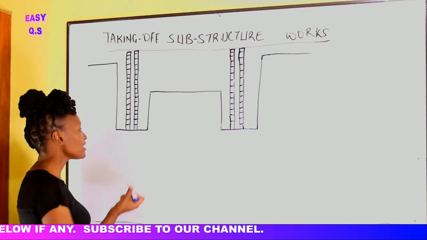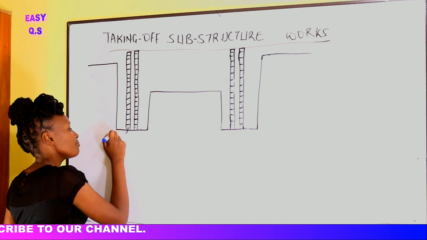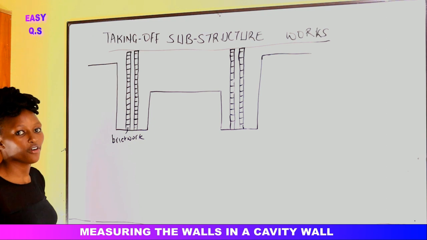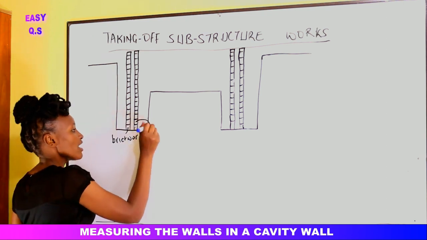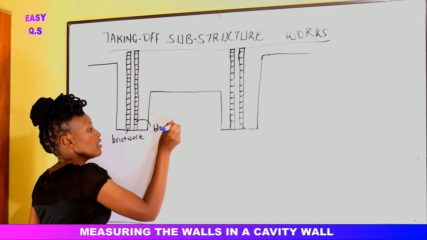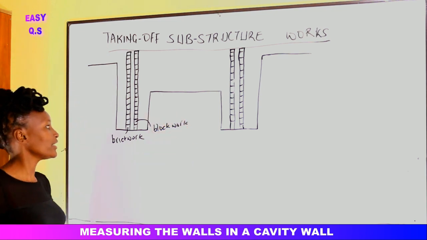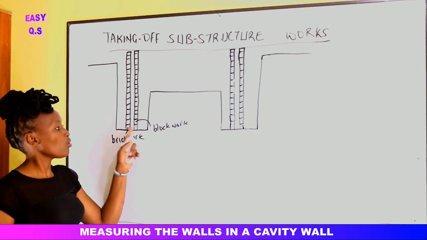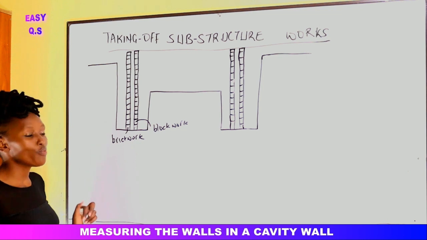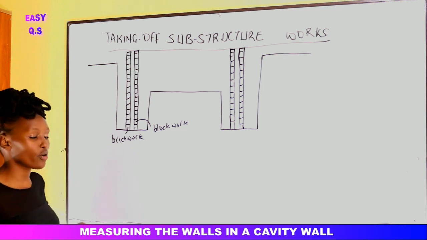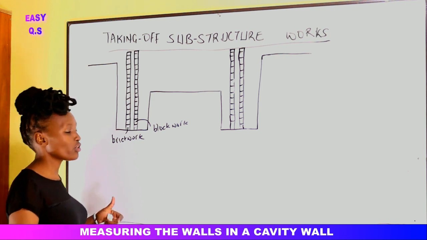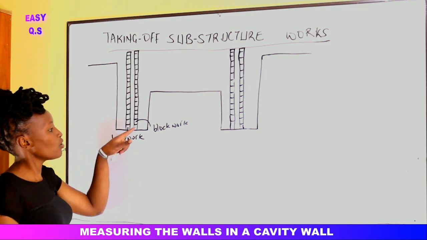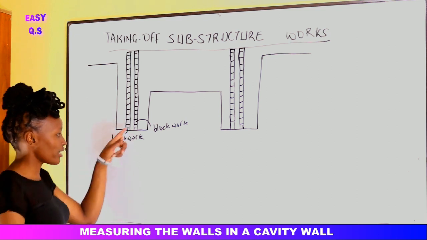That space is called a cavity. Alright, so this external skin here is made of brickwork. That one usually has the bricks for a good finish. Then inside here we have the blockwork. So once we have a cavity wall with two skins, brickwork outside and blockwork inside, we need to measure for when we are constructing. And once we are taking off so that you can come up with a bill of quantity, we need to measure the areas of the brickwork and the blockwork.